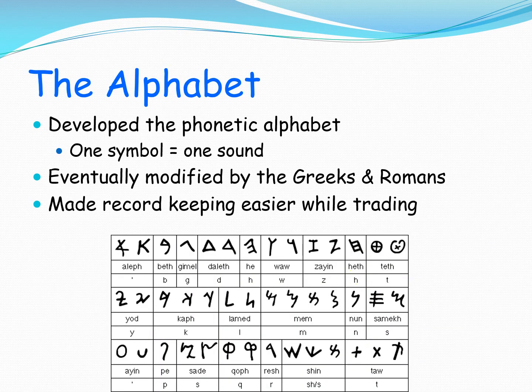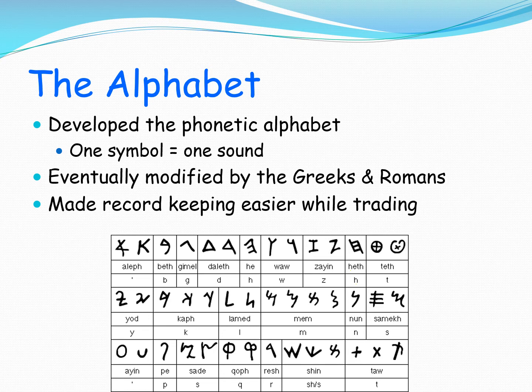Along with purple dye, the Phoenicians were also known for the alphabet. They developed the first phonetic alphabet, phonetic coming from the word Phoenician. And this meant that every symbol made a sound. So this is different than the pictograms we had seen in earlier civilizations. Instead of each letter standing for an idea, it stands for a sound. And we can put these sounds together to make words or ideas.